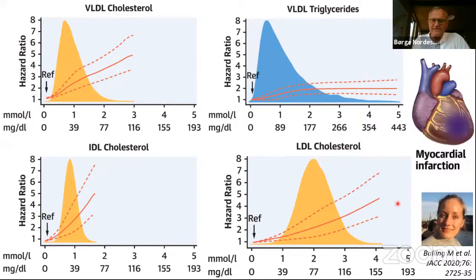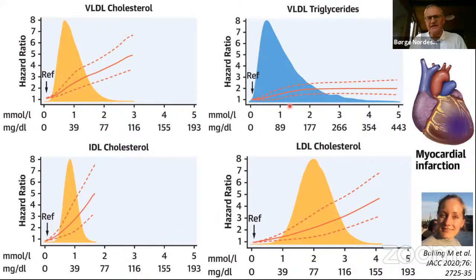Mia Balling just published in November of 2020 in JACC, where we tried to tease out, using the Copenhagen studies, is it the cholesterol content or is it the triglyceride content of the remnants or VLDL that is most likely to cause myocardial infarction? So as you can see here, as VLDL cholesterol goes up, the hazard ratio for myocardial infarction increases, and here's the confidence interval. This is the distribution in the population.